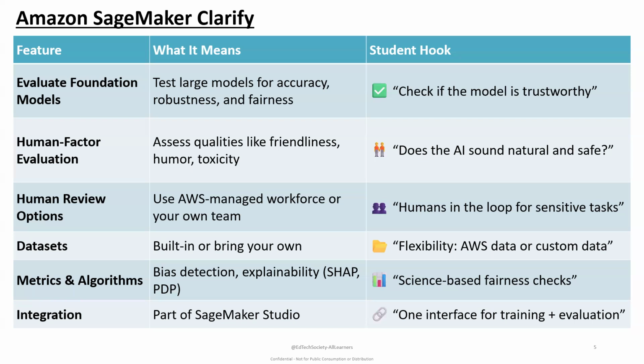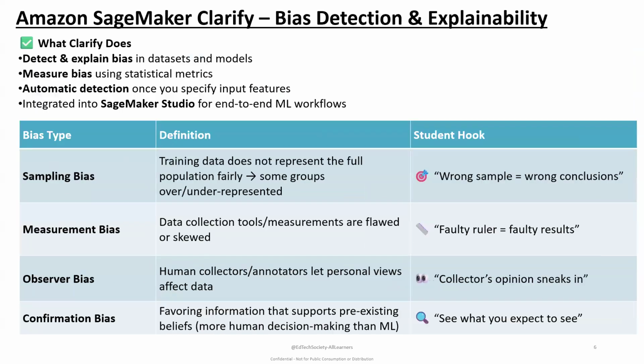Now a little bit more on what SageMaker Clarify can do. Bias detection and explainability, I told you. The main thing, whenever in the exam or anywhere you are building an LLM, is that bias detection and explainability is a very important topic. With the help of SageMaker Clarify, we can detect and explain the bias in the dataset or the model, and measure the bias.